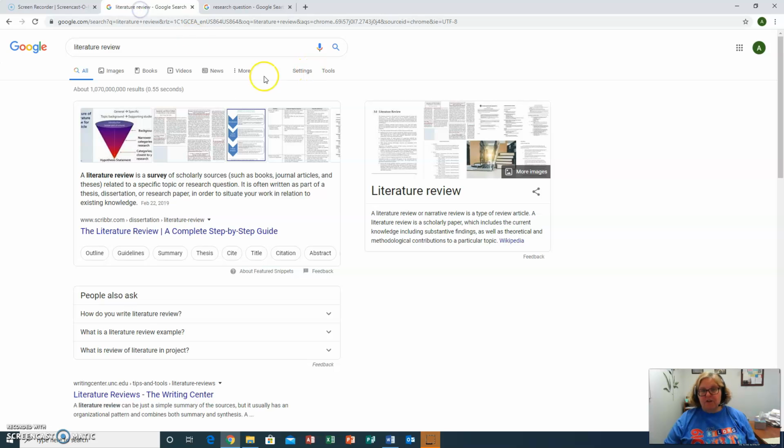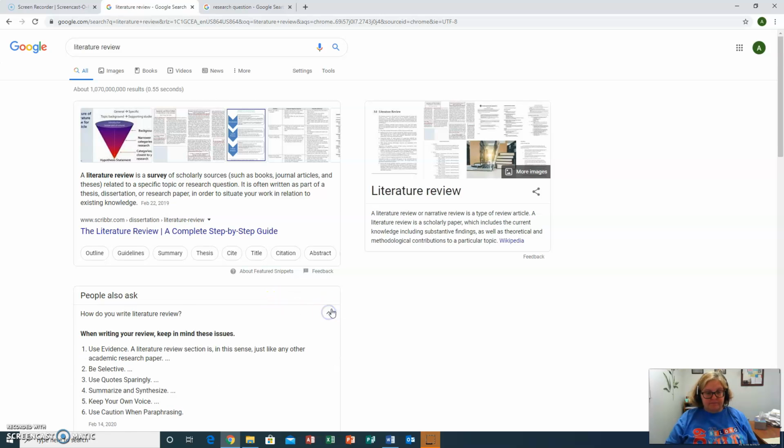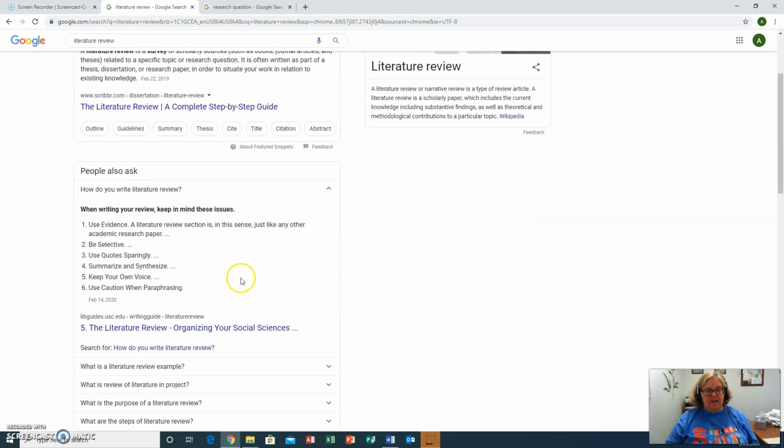Literature review. I did a quick Google search on that. It's a survey of scholarly sources, written as part of a thesis, dissertation, or research paper, because it tells us what is already known about the topic before you even do the research. And it's got some examples. So use evidence. Be selective. Use quotes sparingly. Listen, don't use quotes at all. Everything should be summarized. Keep your own voice. These are the things you want to do.